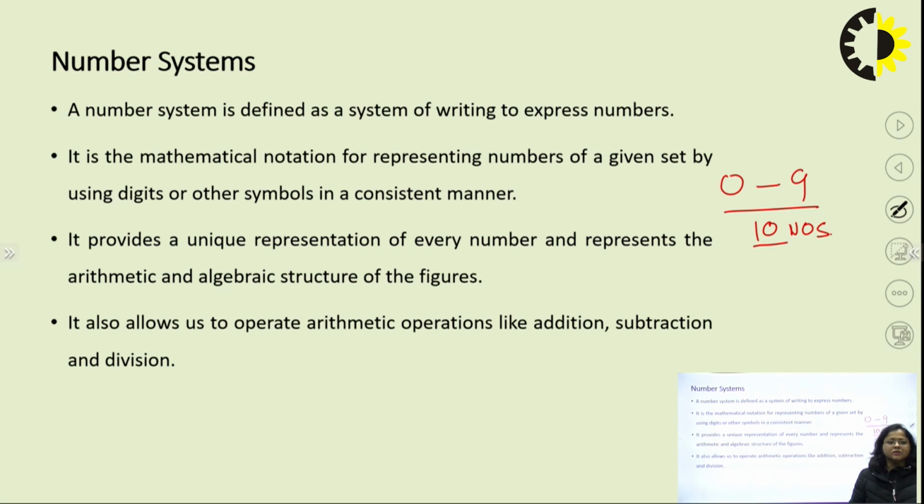So, a number system is basically a mathematical notation for representing numbers of a given set by using digits or symbols. Each number has a unique representation and arithmetic and algebraic structure of certain figures. In a number system, it allows the operations, that is addition, subtraction, multiplication as well as division.